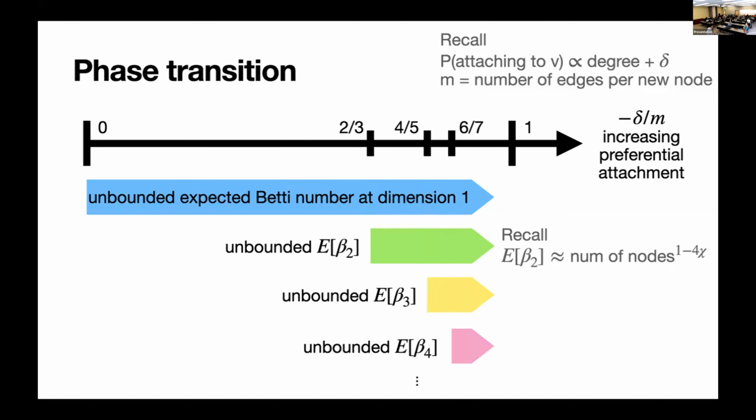Sorry, does increasing the preferential attachment mean that I'm attaching to more and more popular nodes, or the opposite? Yes, I'm more and more likely to attach to the popular people. Did I write anything down to make that precise? No, I just wanted to give the intuition.